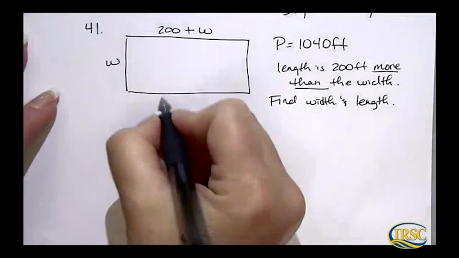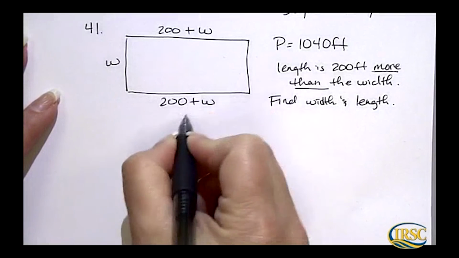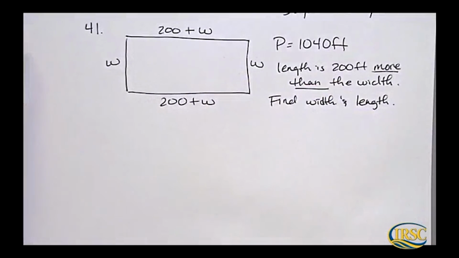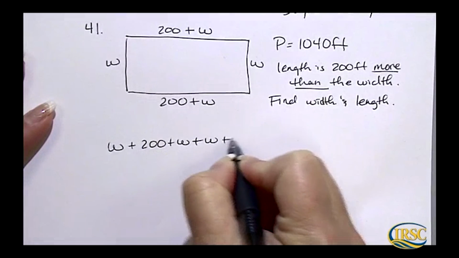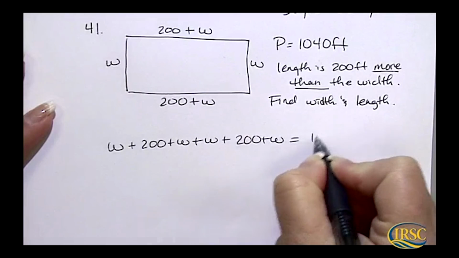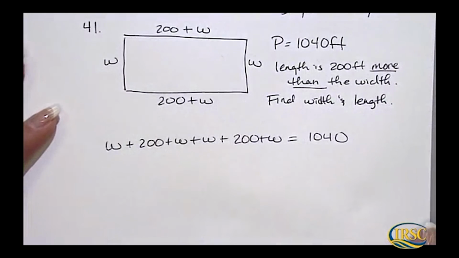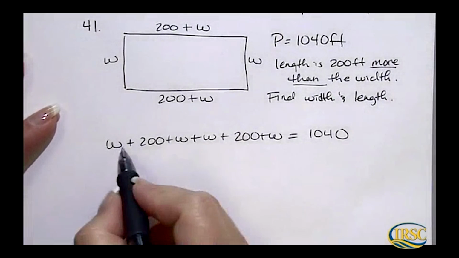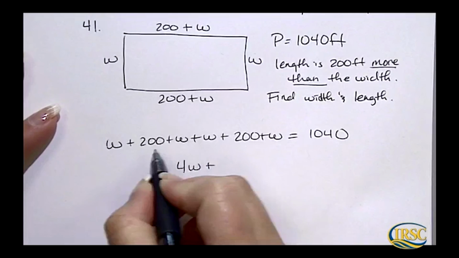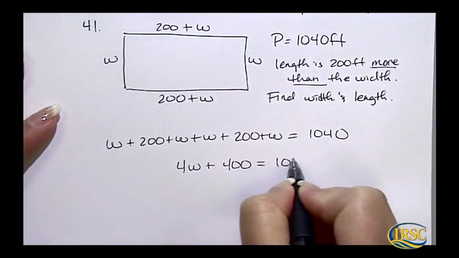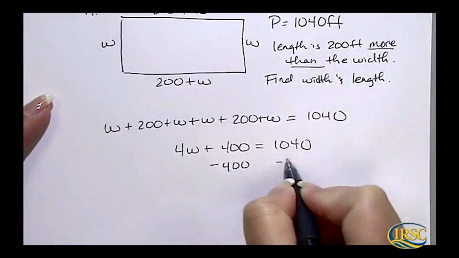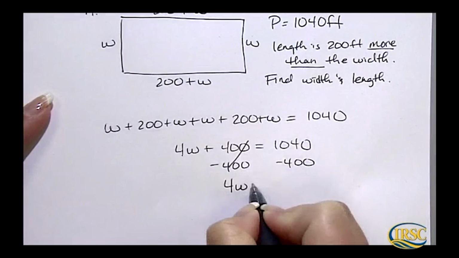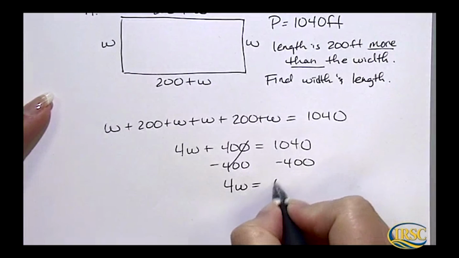Okay, so similar to the other problem, if one side is 200 plus W, then so is the other. And if one side is W, then so is the opposite side. And then add all of these up, and it should equal 1040. So we've got 4W plus 400, which equals 1040. Subtract 400 from both sides, and 4W equals 640.